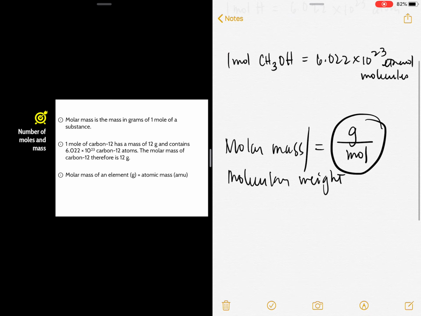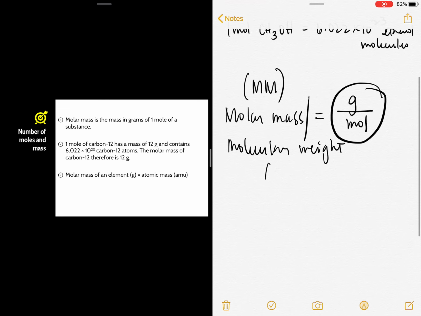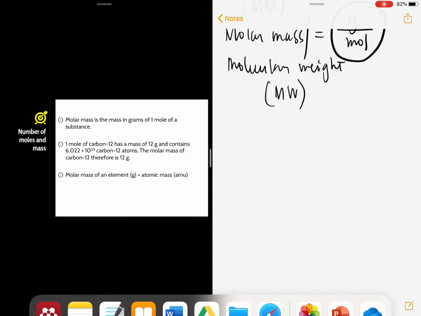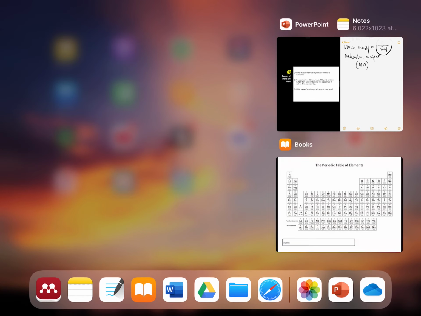Sometimes, as we progress through the lesson, mapapansin ninyo, shortcut ko yan. Minsan yung molecular mass, sinusulat ko as mm, yung molecular weight as mw. Okay? So, 1 mole of carbon-12 has a mass of 12 grams and contains 6.022 times 10 raised to 23 carbon-12 atoms. The molar mass of carbon-12, therefore, is 12 grams. Okay? So, saan galing yung 12 grams?